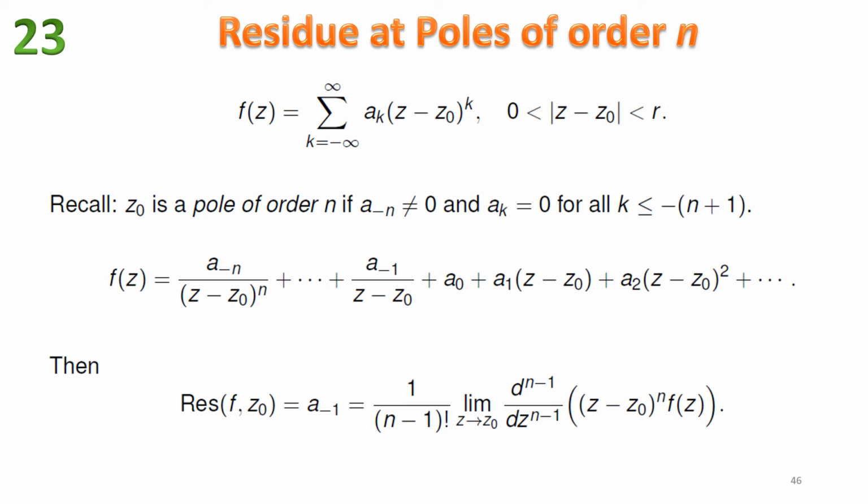Now the residue of f at z0, I'm generalizing the expression, is equal to the a_minus 1 coefficient, which is equal to 1 upon (n minus 1) factorial times the limit z approaching z0 of the (n minus 1)th order derivative of the function (z minus z0) to the power n into f of z. So here we have generalized what we have learned.